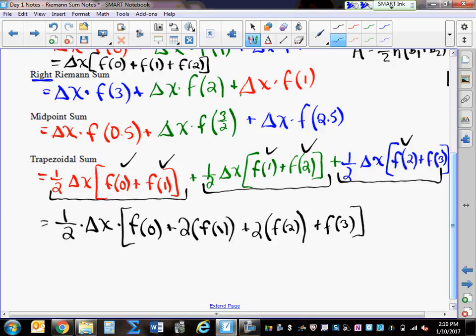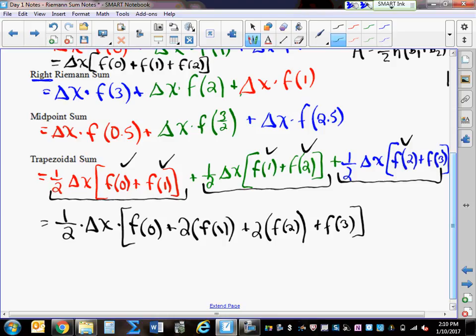Now if you happen to remember this pattern, that can save you a little bit of time. You don't have to remember this pattern, you can substitute in your values from up here and simplify, that's fine. But that can take a bit of time. So it's 1/2 times the width, and then it's your left endpoint, your right endpoint, and twice every one of these. Okay, questions on that?